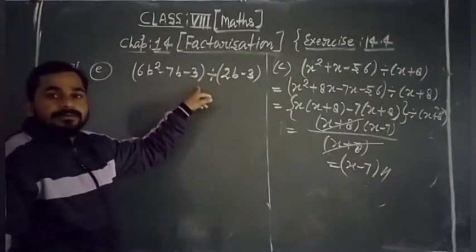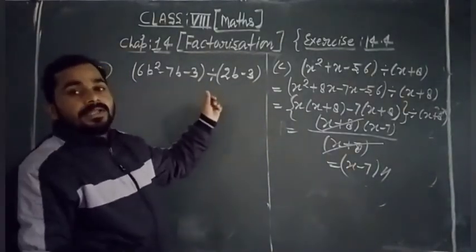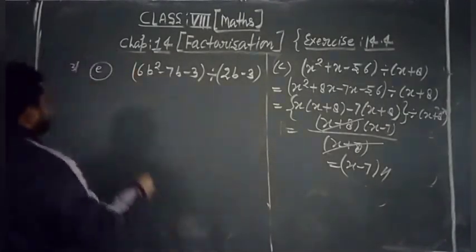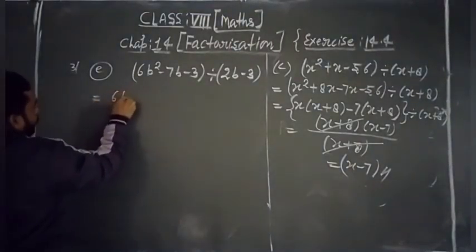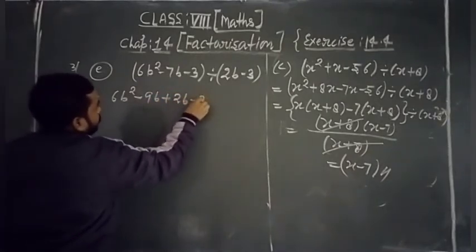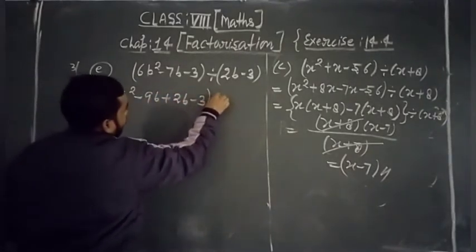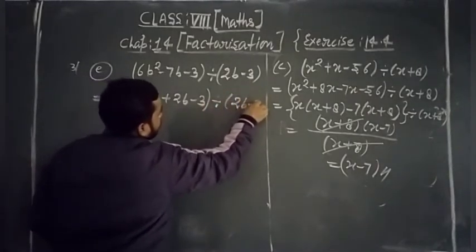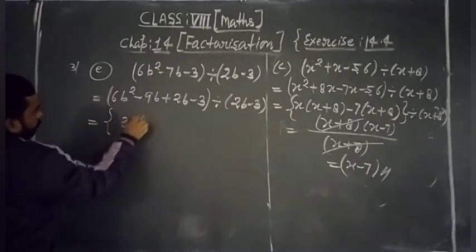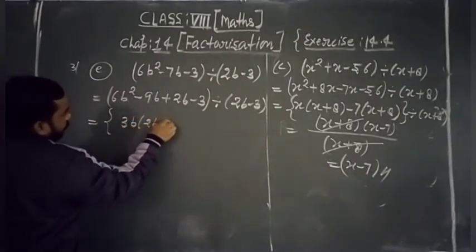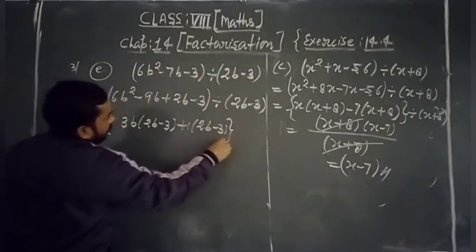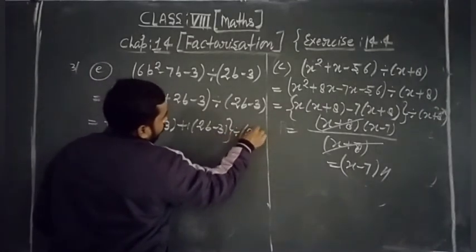6 times 3 is 18, and the factors of 18 that differ by 7: 9 times 2 is 18, 9 minus 2 is 7. So right here 6b square minus 9b plus 2b minus 3, divided by 2b minus 3. Take 3b common: 3b times 2b minus 3. Then 1 is common: 2b minus 3, divided by 2b minus 3.